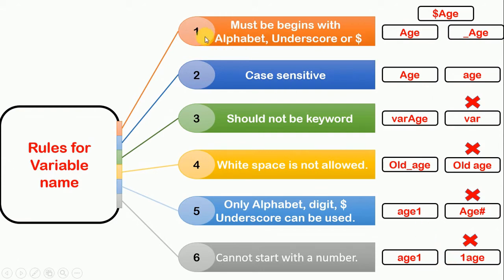Let's repeat all the rules. The first one is a JavaScript variable must start with alphabet, underscore or dollar. The second is variable names in JavaScript are case sensitive. Third is a variable name should not be a JavaScript keyword. Fourth is white space is not allowed in variable name. Fifth is a variable name can only contain alphabets, digits, dollar and underscore. And last one is a variable name cannot start with a number. Keep all these points in your mind when you define a variable name and also remember to define meaningful names to your variables.